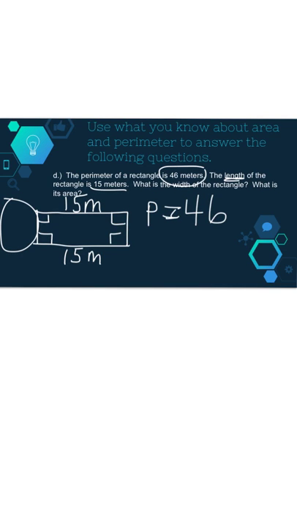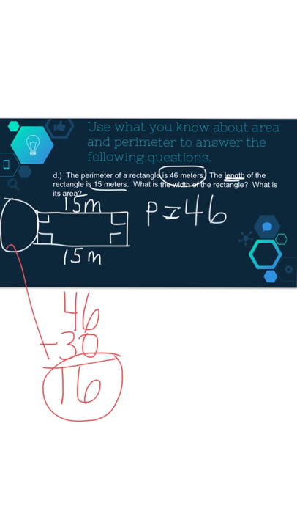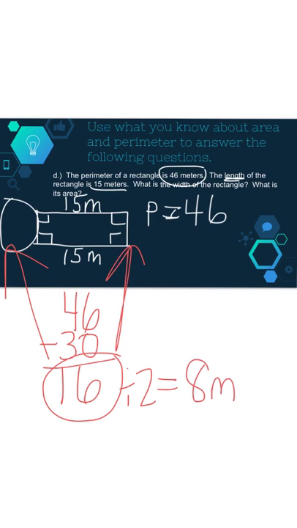So first, let's look at the perimeter. We know that the perimeter is all 4 sides added up. So far, we have 15 meters and 15 meters, and we have 2 more sides that altogether are going to make 46. So let's take 46 and subtract what we already know. 15 plus 15 is 30. So we know that the last 2 sides are going to have to be 16 meters. And since there are 2 sides that make up that 16, if we divide by 2, we will get what each side is, and that's 8 meters. So the width is 8 meters.